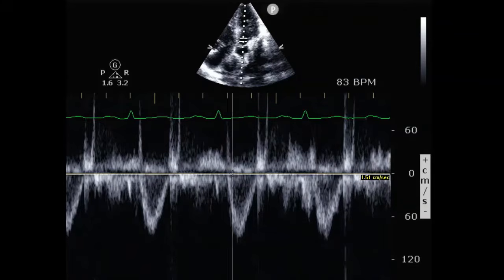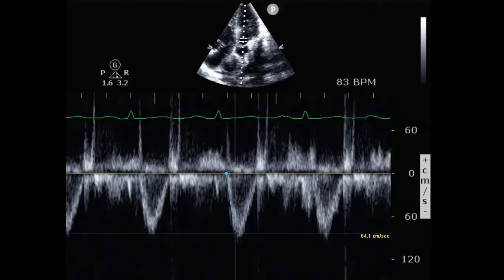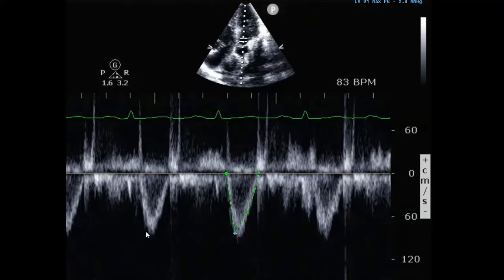LVOT trace. Here, here, here, here, and here. Again, you can't really see this on my screen, but the VTI is 13, which is very small, 13 centimeters. Not so interested in the velocity here, but just to know it's quite low. Moving on.